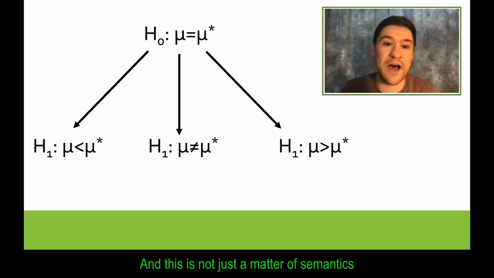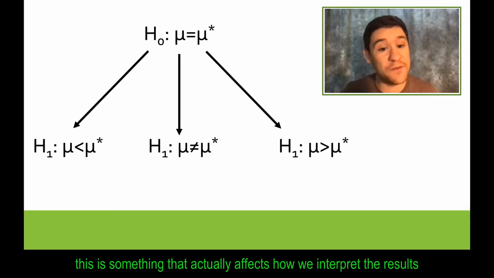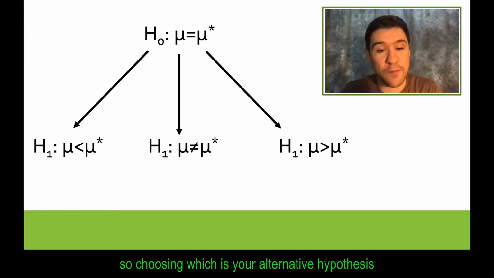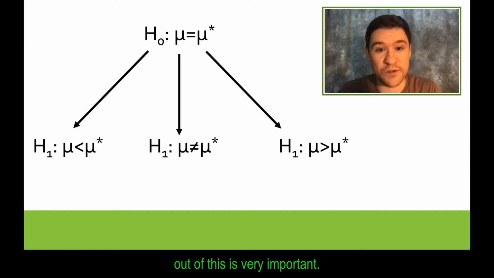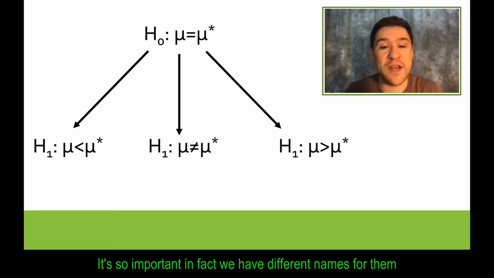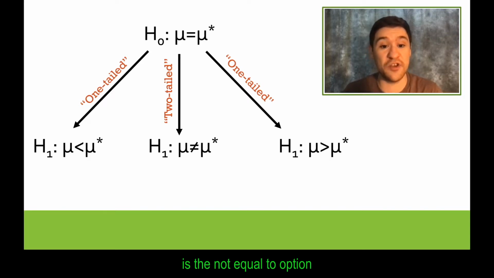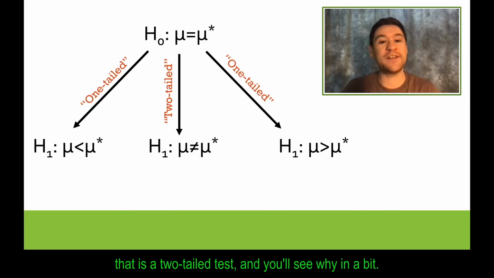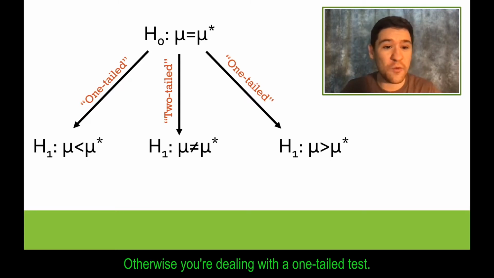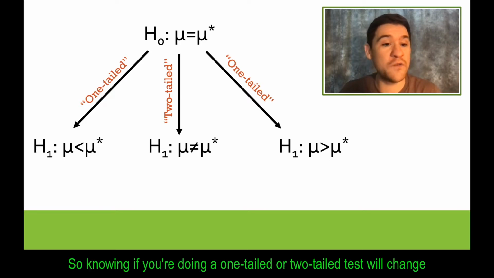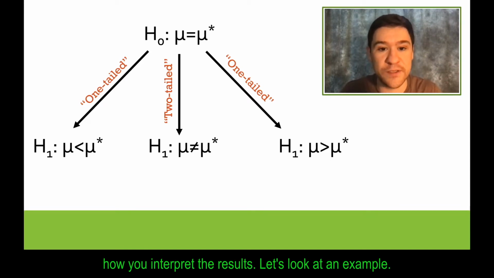And this is not just a matter of semantics. This is something that actually affects how we interpret the results. So choosing which is your alternative hypothesis out of this is very important. It's so important, in fact, we have different names for them. So we say that if your alternative hypothesis is the not equal to option, that is a two-tailed test, and you'll see why in a bit. Otherwise, you're dealing with a one-tailed test. So knowing if you're doing a one-tailed or a two-tailed test will change how you interpret the results.